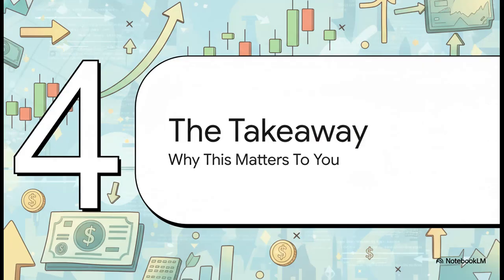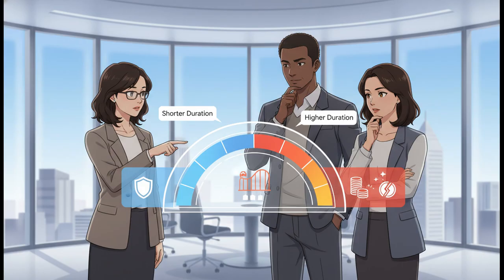So let's bring this all home. What's the bottom line here? And why does any of this actually matter for the decisions you make? Okay, here's what you really need to take away. Modified duration isn't just some abstract number. Think of it as your personal risk meter for interest rates.